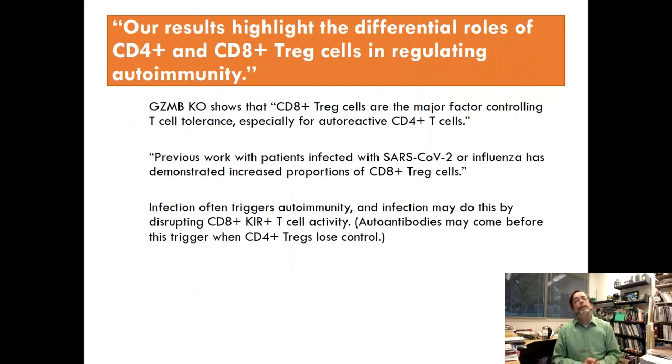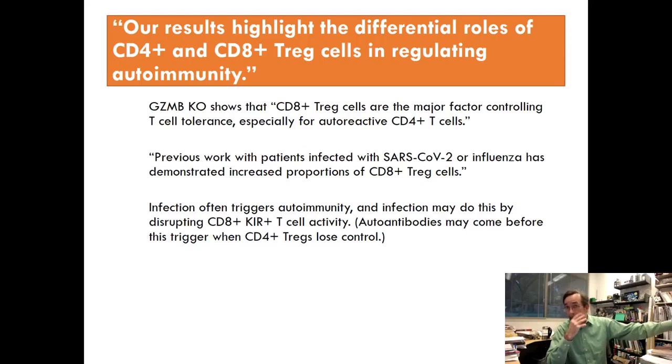And here's, I want you to be used to the way they use language, that's why I'm quoting the paper, and I want to try to explain it to you. They say directly, our results highlight the differential roles of CD4 positive and CD8 positive Treg cells in regulating autoimmunity. The GZMB knockout, remember that is the one that knocks out just CD8 positive, and it shows that the CD8 positive Treg cells are the major factor controlling T cell tolerance, especially for autoreactive CD4 positive T cells. CD8 positive Tregs turn down autoreactive CD4 positive T cells.